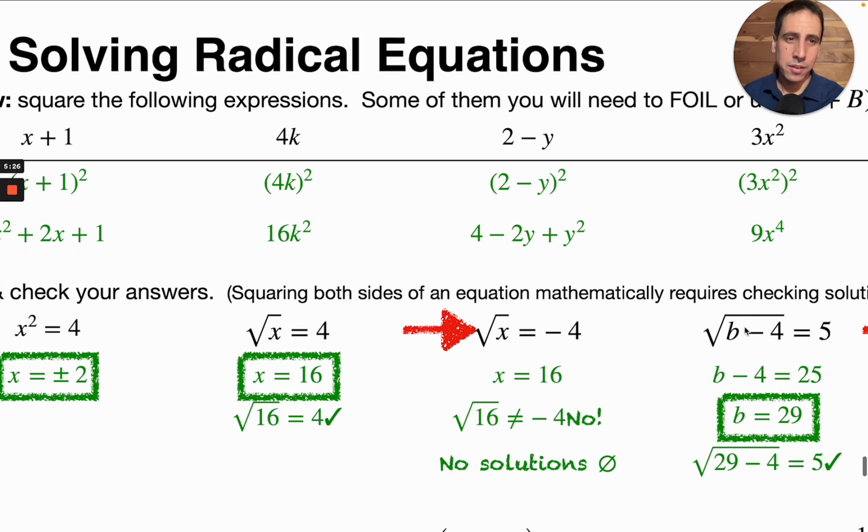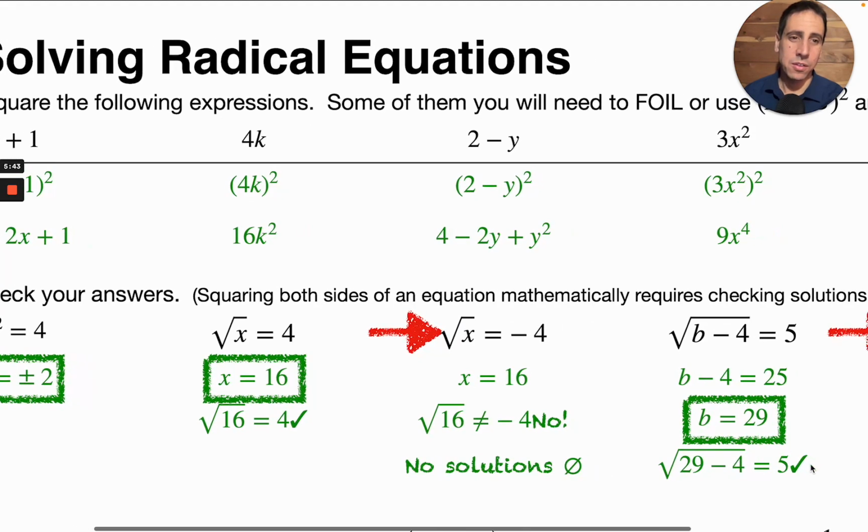Square root of b minus 4. I see subtraction. I see square roots. Let's undo the square root first by squaring both sides. You get b minus 4 is 25. Then b is equal to 29. All right, so therefore, I think the answer is 29. Let's check. The square root of 29 minus 4 is, yes, indeed, it is 5. So the answer is 29.